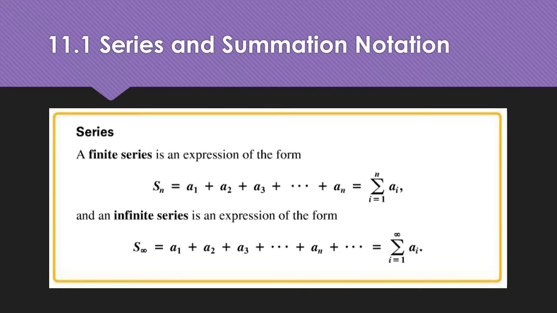So a finite series is an expression of the form S sub n equals a sub 1 plus a sub 2 plus a sub 3 all the way to a sub n, and there's the symbol for it using sigma notation. And the infinite series looks like what you see here. Instead of having a definite stopping point at the top of the sigma, we have the symbol for infinity. So remember, a sequence is the listing of the numbers. A series is when you add all of those numbers together.